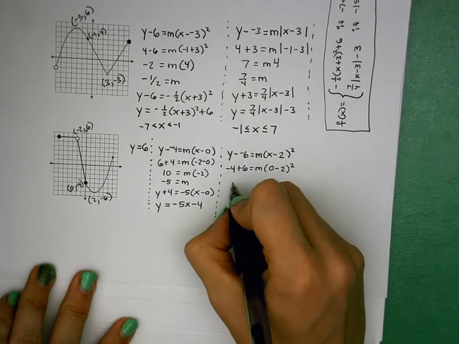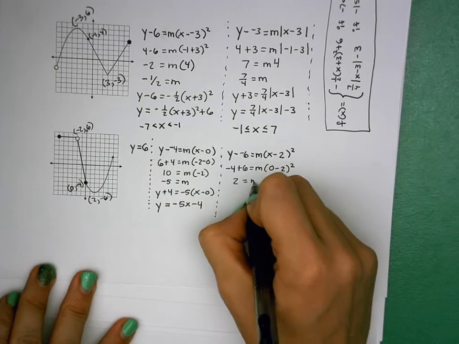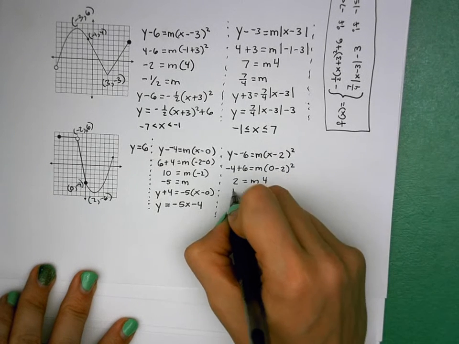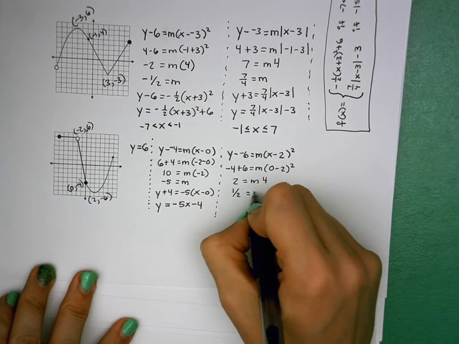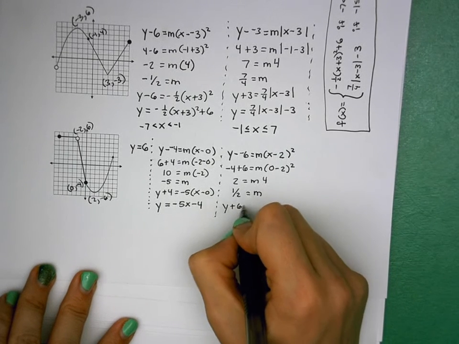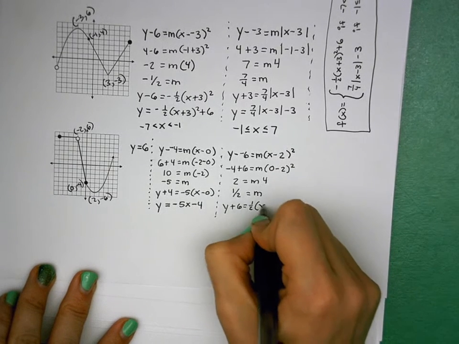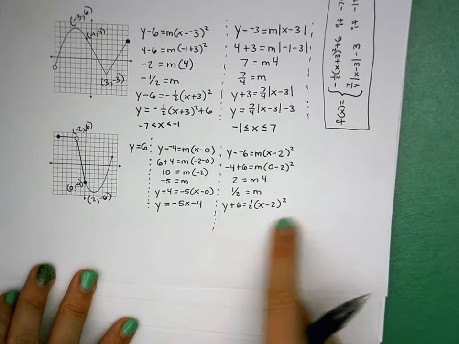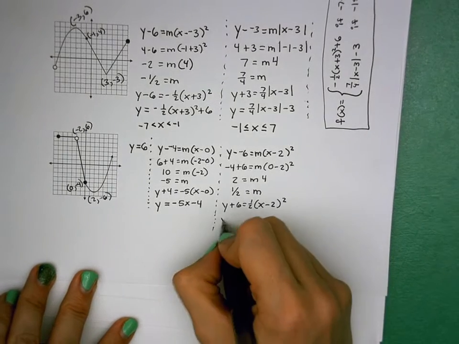Negative 4 plus 6 is 2. 0 minus 2 is negative 2. Squared is 4. And so my stretch is 1/2. We have y plus 6 equals 1/2 times the quantity of x minus 2 squared. And for the sake of our piecewise, let's go ahead and subtract that 6 over to the other side.